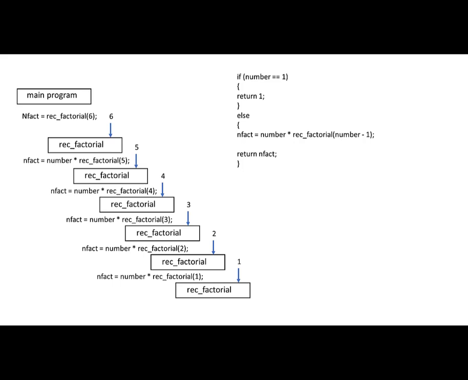So the main program passes in 6 to the recursive factorial. Then it passes the value 5 to a copy of recursive factorial. It passes the value 4 into another copy. That one passes the value 3 into another one. That one passes the value 2. And then finally, we pass in the value 1. And that will terminate the number of calls to the recursive factorial function. We have the if statement. Now, number is equal to 1, so the return process starts to take place.